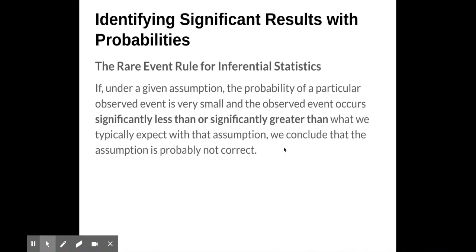It's okay. The rare event rule. I'll let you read through this. This is something we're going to talk about later in this term, called hypothesis testing. This is the idea that we're testing a given assumption, and if things didn't happen by random chance, that assumption is probably wrong, and that's what this is talking about.